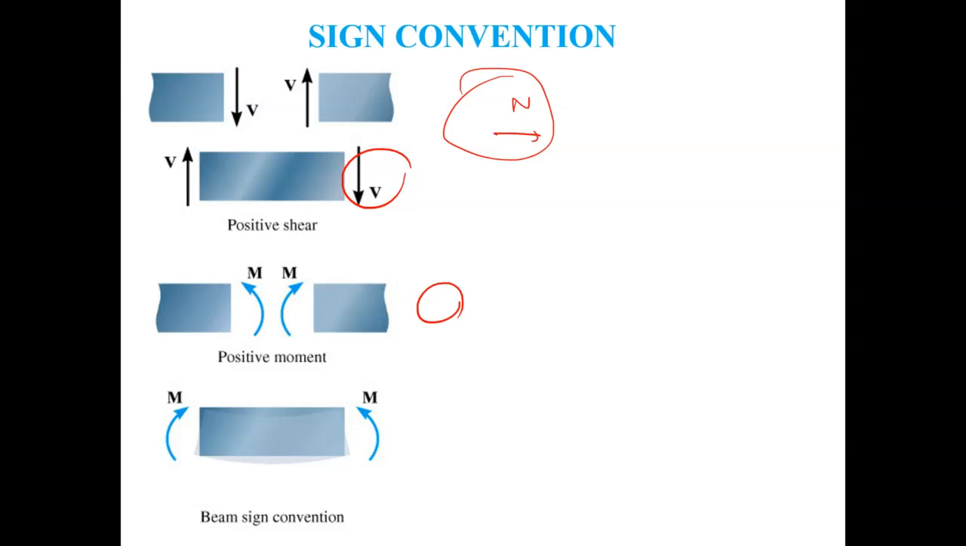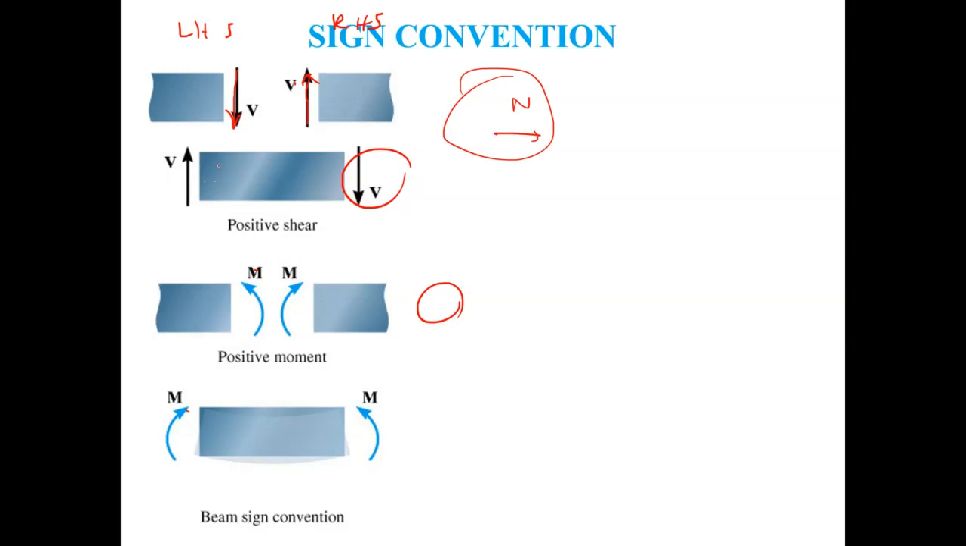But before doing that, let me remind you of the conventions. You remember that last week we discussed the conventions. Depending on whether I'm taking the left-hand side free body diagram or the right-hand side free body diagram, the way I show the positive shear, positive bending, and positive normal is different. So according to this convention, if my free body diagram is on the left-hand side, positive shear is down. If I'm taking the right-hand side, the positive shear would be facing up.